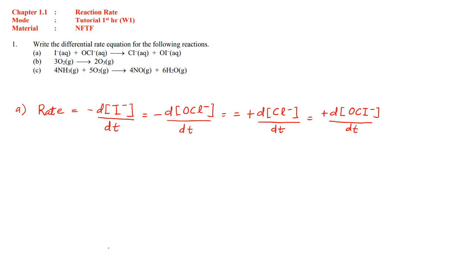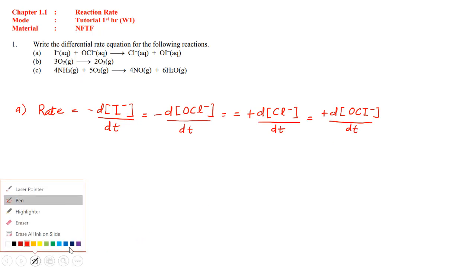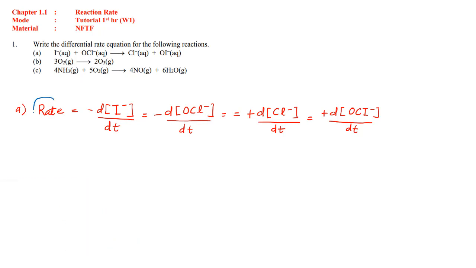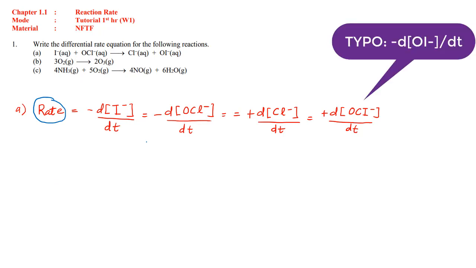Alright, so this is the answer for question 1a. You can see here, you must start with the word rate. This differential rate equation relates the rate of disappearance of reactants. The reactants are iodide ion and OCl minus ion. The negative sign shows that the concentration of reactant decreases with time. The positive sign shows that the concentration of product increases with time. Right? So this is the answer for question 1a.